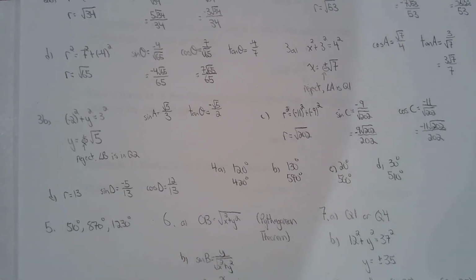So what about question 4? For 4, they're asking me for 2 angles that have the same trigonometric ratios as each given angle. So what they're really saying is, can you look for coterminal angles? Or you can use the reference angle to figure out an angle in a different quadrant that will generate the same ratio.